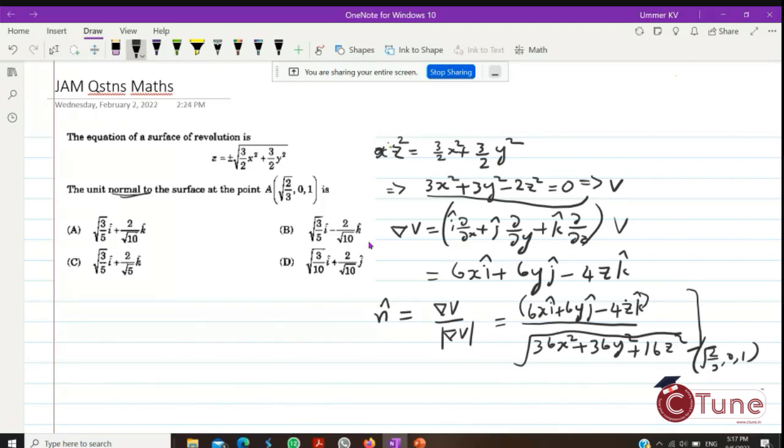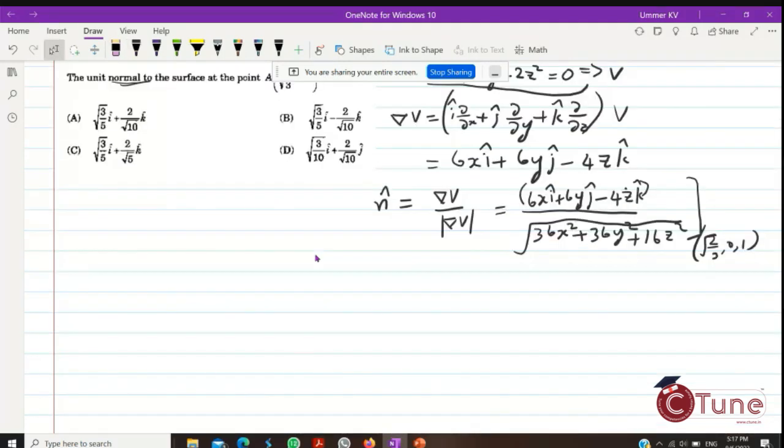So how much will you get? I'm just writing here, okay? So this will be 6 into the x value, that is 2 by 3, right? Plus 6 into the y value, that is 0, minus 4 into the z value, that is 1. So here the unit vectors are there: i cap, j cap, k cap, right?